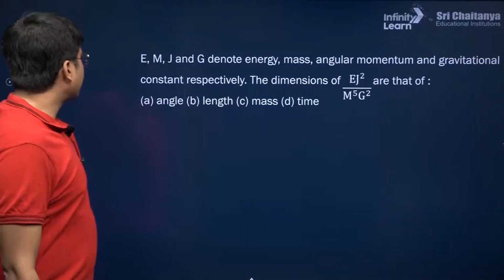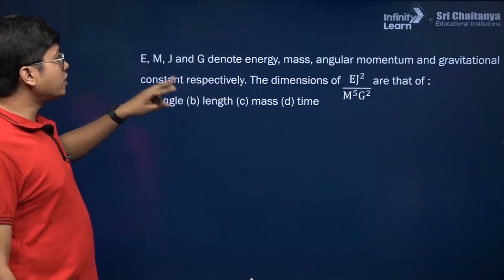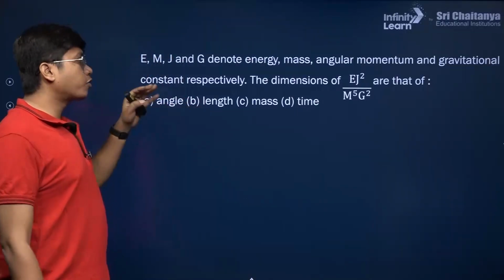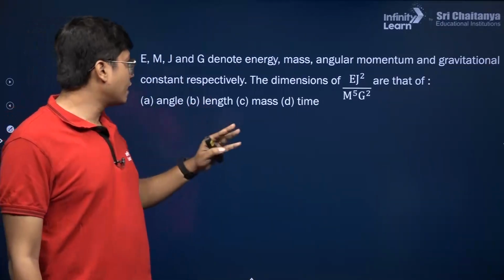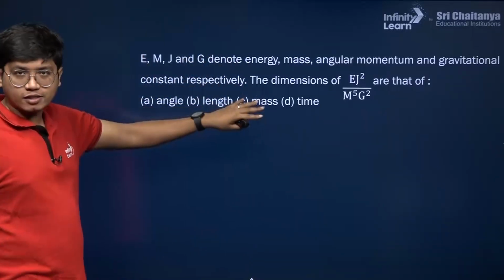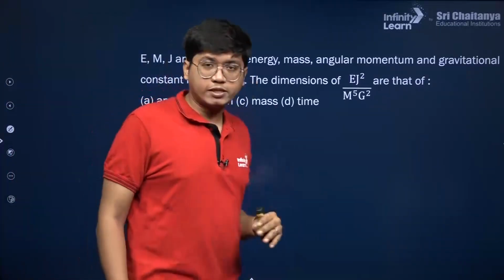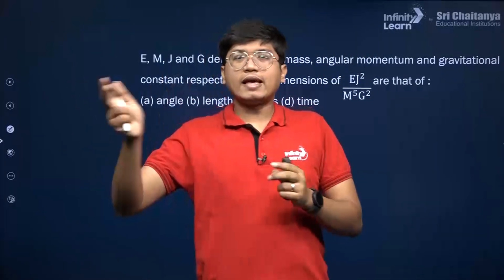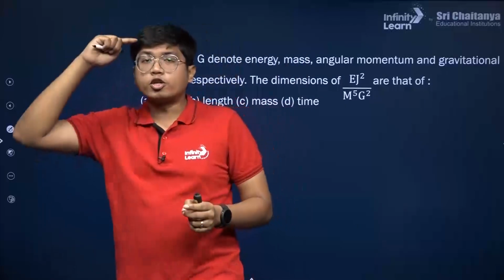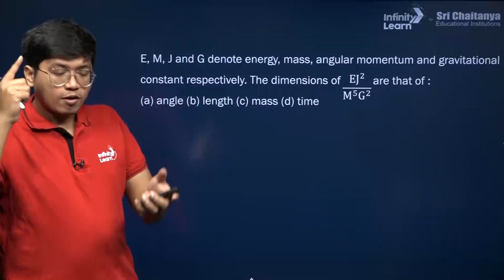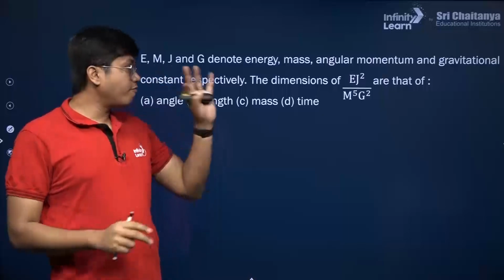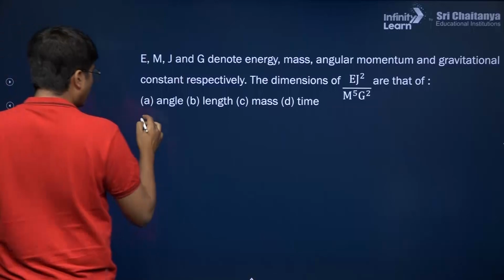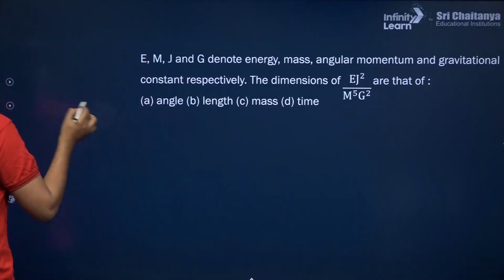The next question here says that E, M, J and G denote energy, mass, angular momentum and gravitational constant respectively. The dimensions of E J squared by M to the power 5 G squared are that of, we need to find. Essentially it's dimensional analysis. Now I have told in multiple sessions that irrespective of the mass, length and the fundamental units, you should always remember the dimensions of force and energy, because everything else can be easily derived from them. So first up we have energy. What do we know as the dimensions of energy? Let's put it out here.